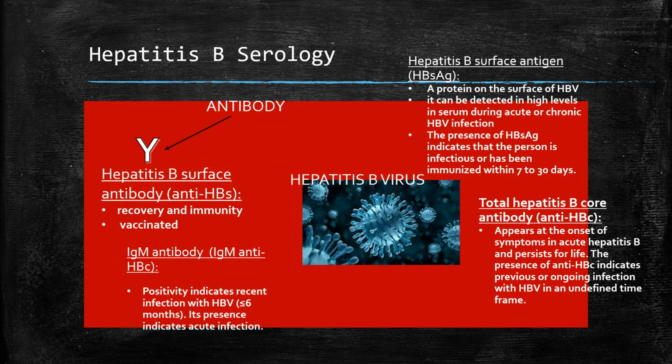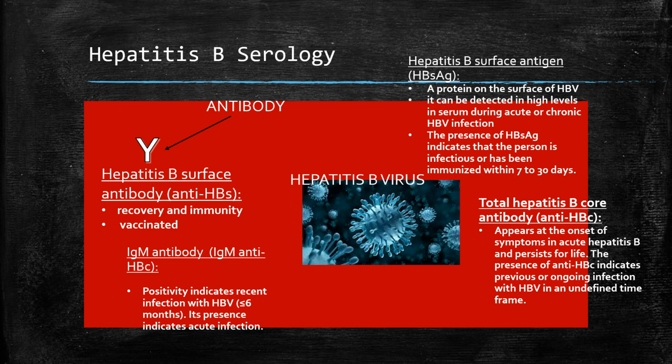So hepatitis B serology, the different tests that are going to be done when this is ordered. I'm going to look for the hepatitis B surface antibody, which indicates recovery from an infection and immunity, or that the person has been vaccinated. If the person has IgM antibodies, then that means it is a recent infection.